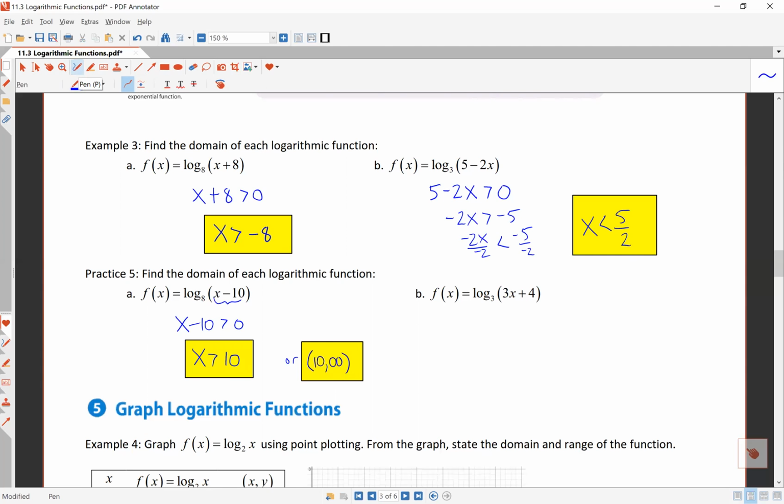And if we have f of x equals log base 3 of 3x plus 4, we want to ensure that the expression inside the log is greater than 0. So we would subtract 4 from both sides and divide by 3, giving us x is greater than negative 4/3.